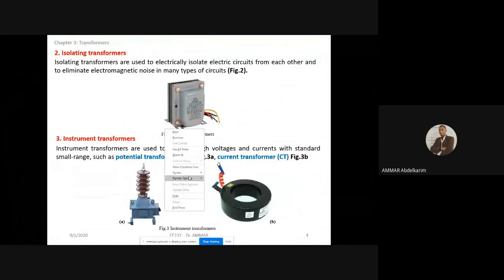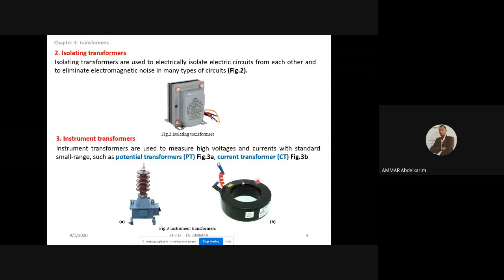And the last type here is the instrument transformer. Those transformers are used for measurement purposes. We may find a potential transformer like the one shown here, and these are also used in networks because we cannot measure the high voltage directly. So we use those potential transformers.